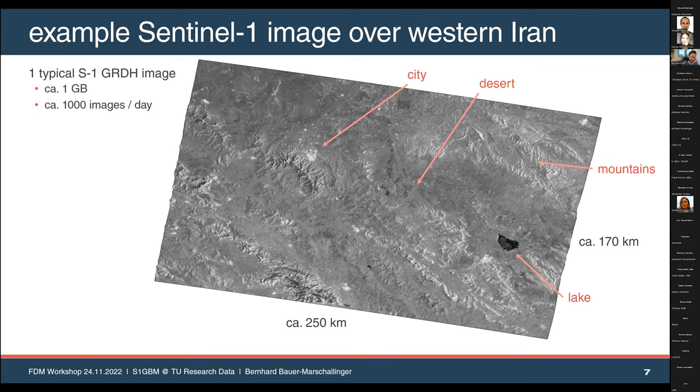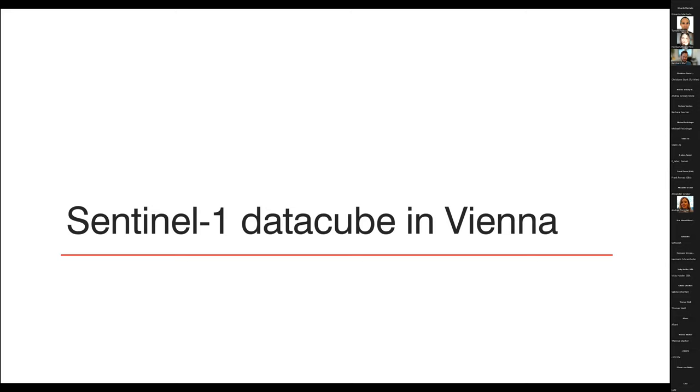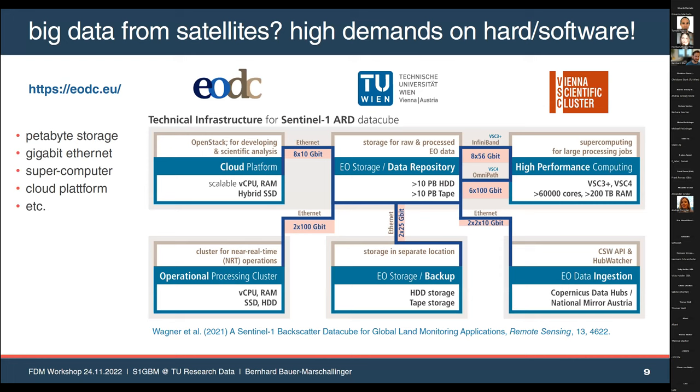The thing is, with the satellites, we get 1,000 of these images per day. So it's 1 terabyte a day we need to process, store, and analyze. So that's bringing us to the domain of big data. And it forced us actually in Vienna to form a data cube, that's what we call it, to manage all these volumes.